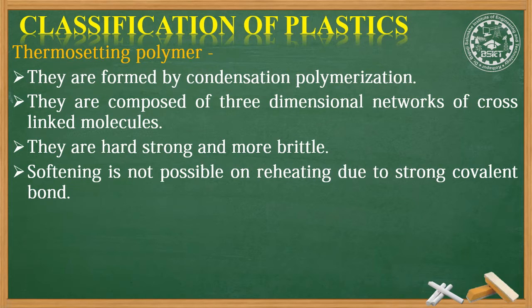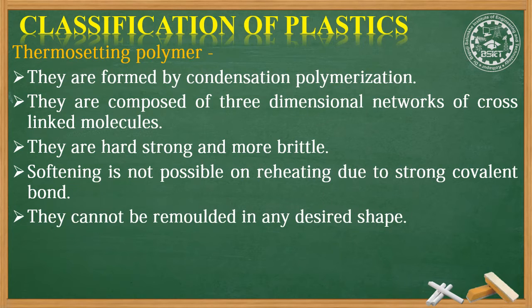Softening is not possible on reheating due to strong covalent bonds. थर्मोप्लास्टिक पॉलिमर्स आपण कित्येकदा रिहीट करू शकतो, त्याचे शेप चेंज करू शकतो, पण थर्मोसेटिंग पॉलिमर्स मात्र आपण रिहीट करू शकत नाही. एकदा का त्याला शेप दिला की त्याचा शेप आपण परत चेंज करू शकत नाही कारण they are having strong covalent bonds. They cannot be remolded in any desired shape.